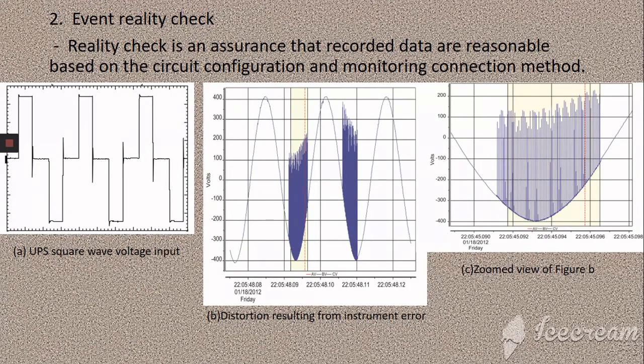The second step is the event reality check. A reality check is an assurance that recorded data are reasonable based on the circuit configuration and monitoring connection method. Figures A, B, and C demonstrate the need for an event reality check.